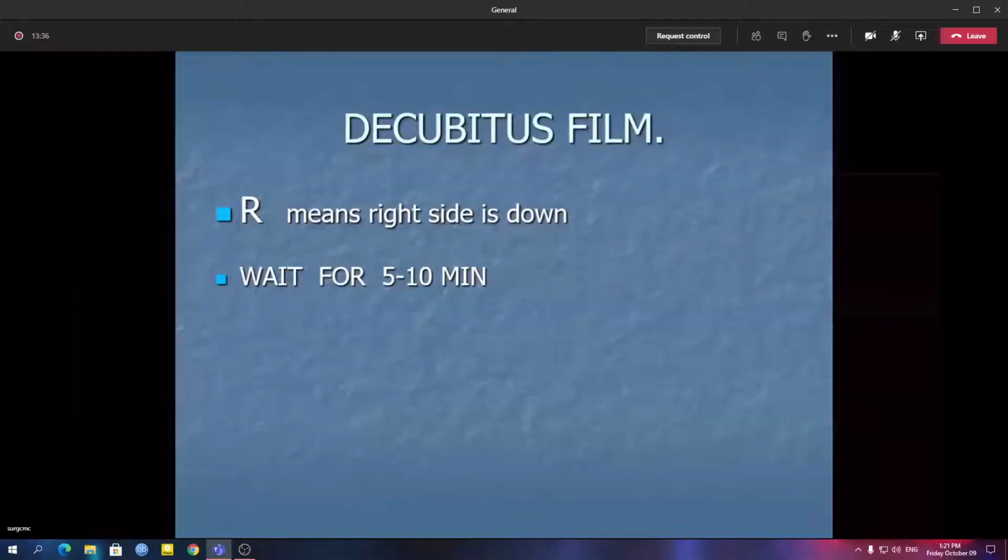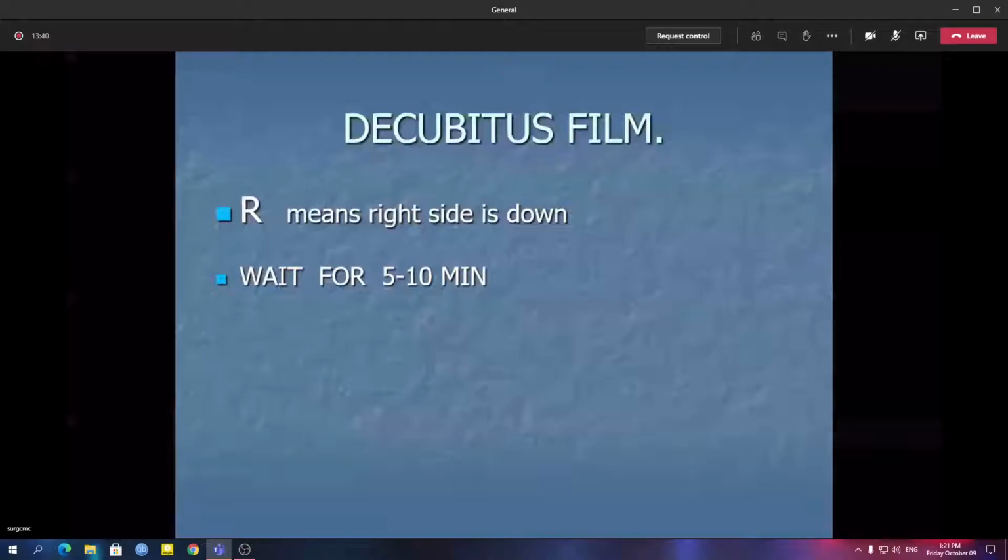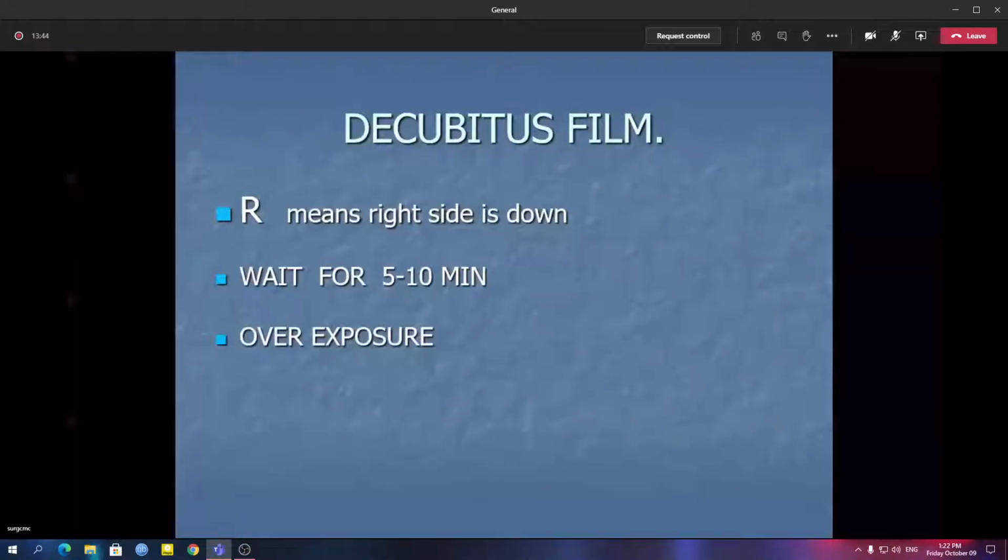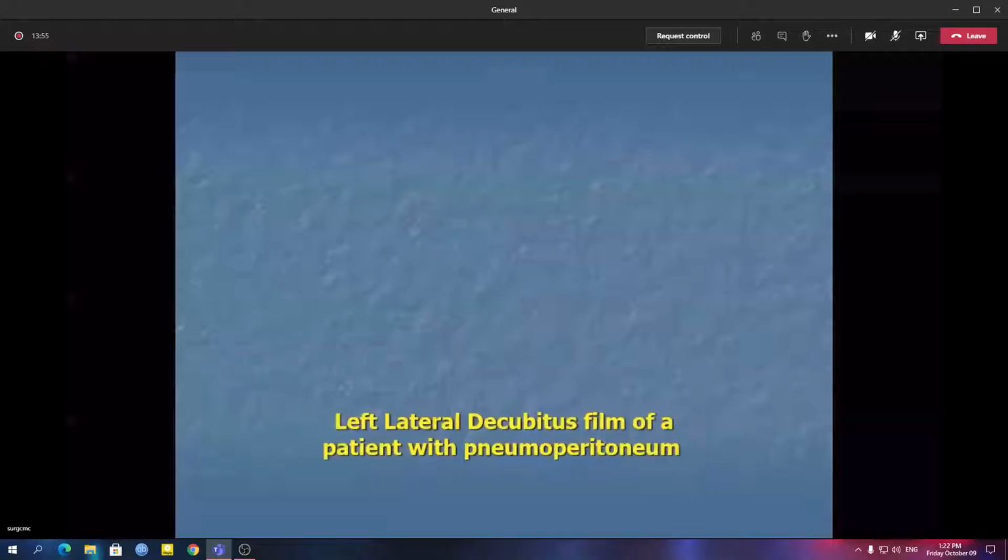And if you are taking a decubitus film in a particular posture, don't just put the patient in that posture and take a film. You have to wait for a few minutes and then take the film. Intentionally overexpose the film to get better clarity, as you do not get proper fluid levels between the gas and fluid, if any is there.